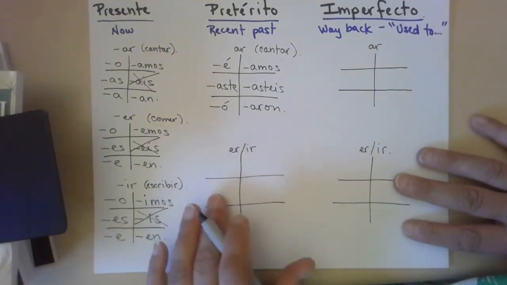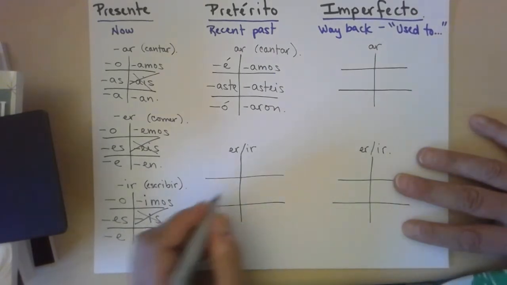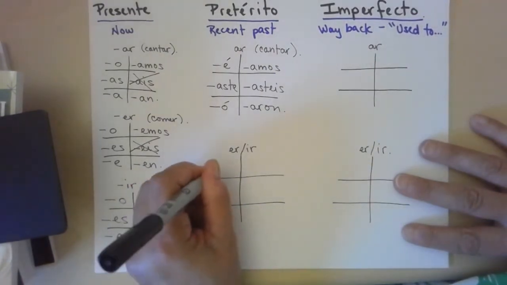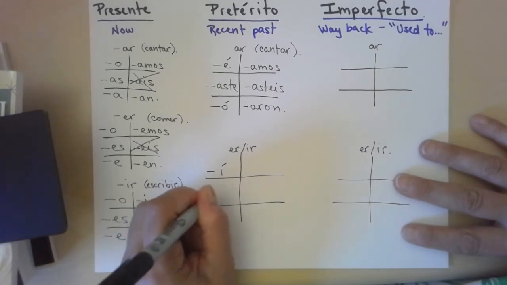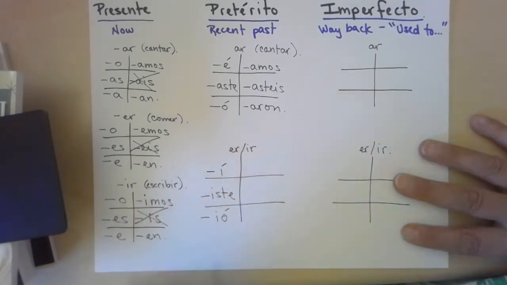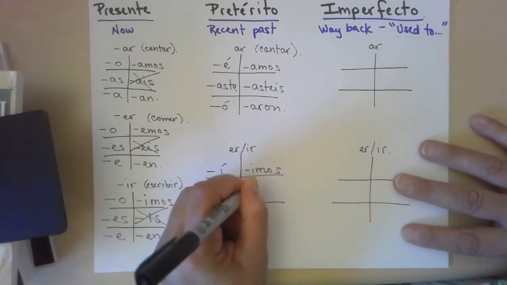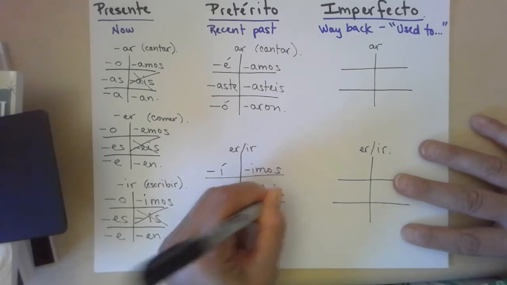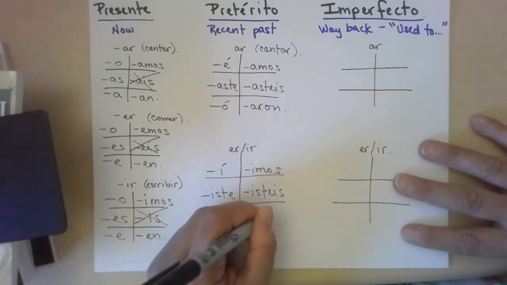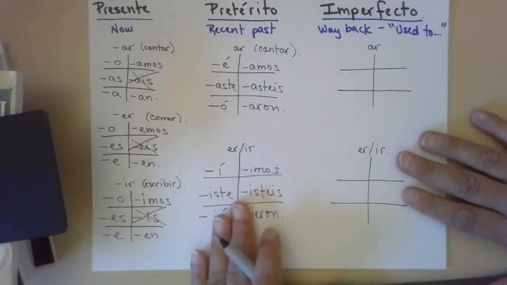Now, for ER or IR, it doesn't matter. I can use either of these, right? So I could say, yo comí, tú comiste, él y usted comió, nosotros comimos, vosotros comisteis, ellos y ustedes comieron. ¿Sí? Muy bien. All right, so that's our immediate past.